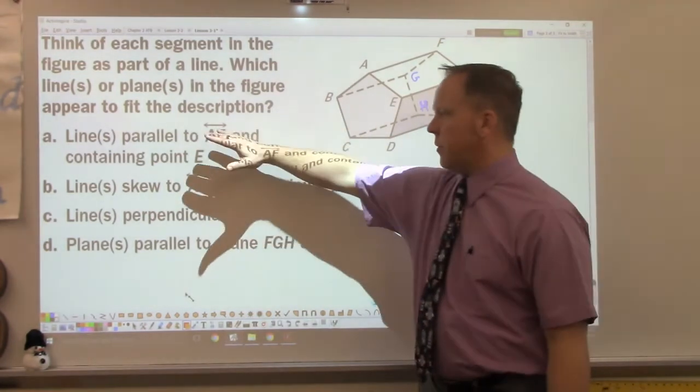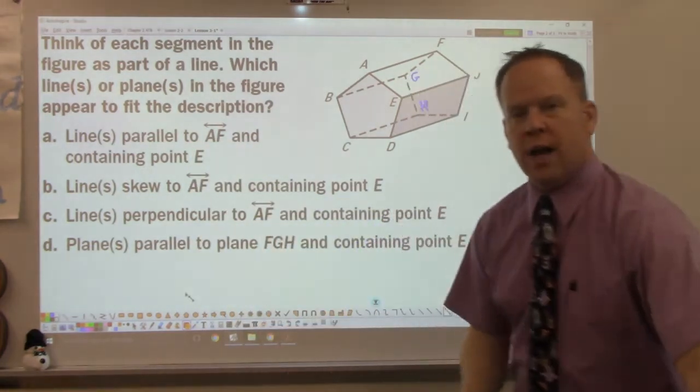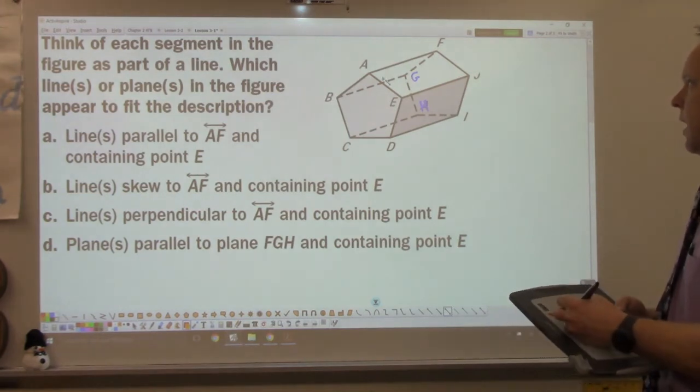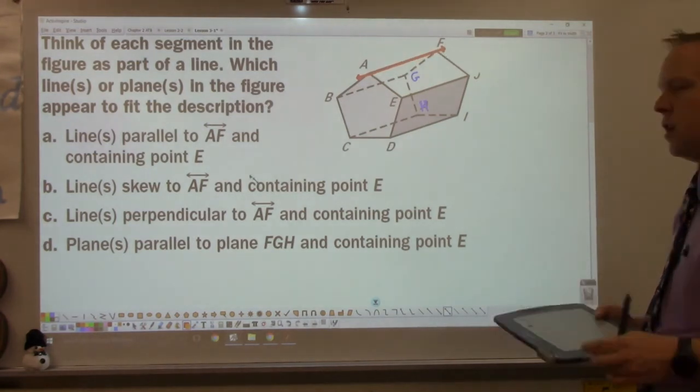Now, if I'm looking at A, B, and C, they all refer to line AF. So what I want to do is I want to highlight line AF so I know which one we're looking at for all three of these questions. Line AF is this top corner right here. Okay, that's the top of my prism.